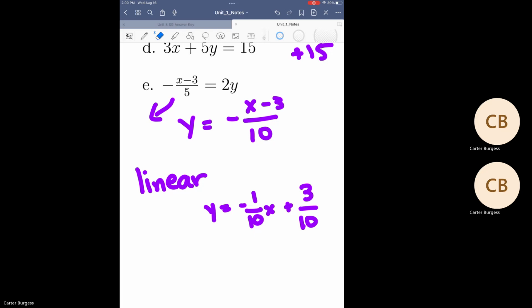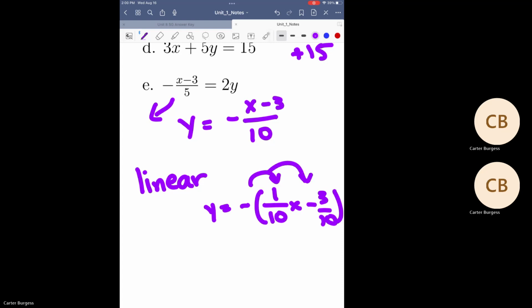Another way to do it, which might make it look a little bit more clear, is to leave the negative on the outside and break apart the fraction. So this is negative, now in parentheses, 1 over 10 x minus 3 over 10. And then that negative is going to distribute. Might make it a little more clear. Yeah, fair question. Good question. Any other questions with example 1?